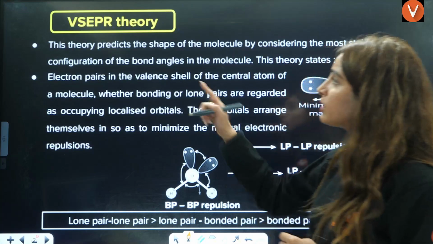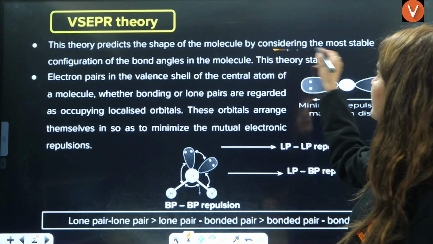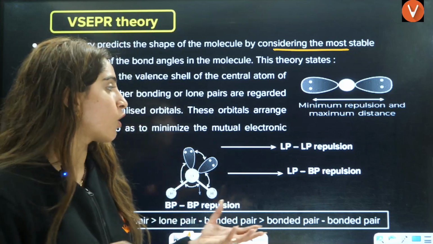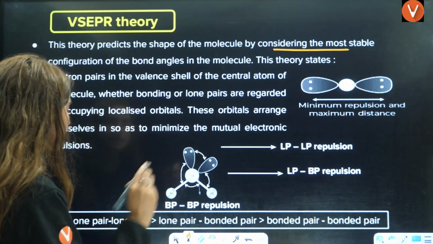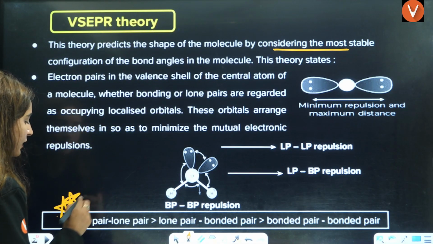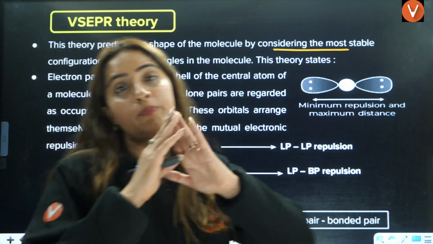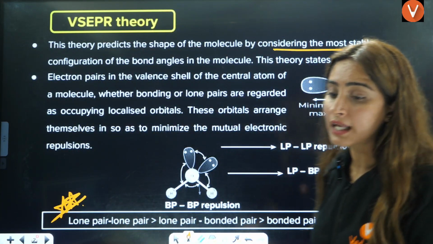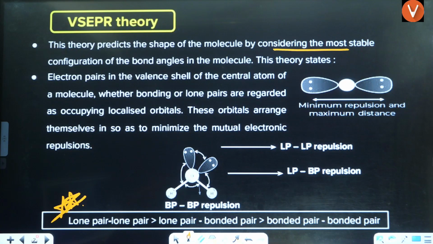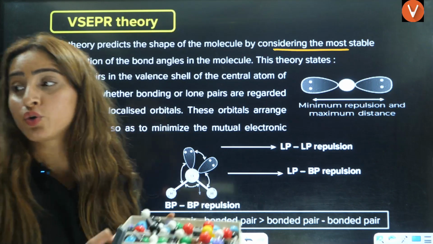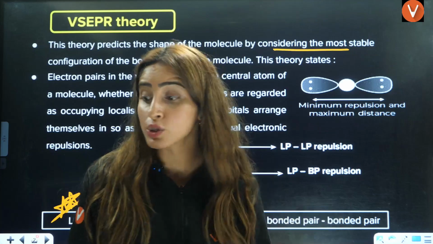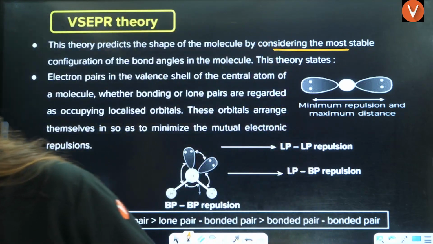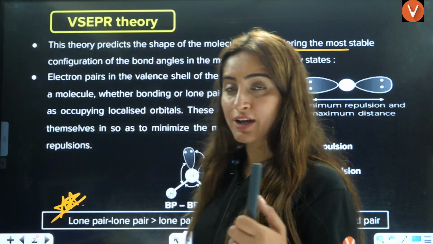So the theory predicts the shape of the molecule by considering the most stable configuration. The most important point is that lone pair repulsions are maximum. After that you have lone pair bond pair repulsions, then minimum you have bond pair repulsions. And we are going to do all of this with the help of these molecules so that you are able to understand the core concept of chemical bonding, so that you can actually imagine.